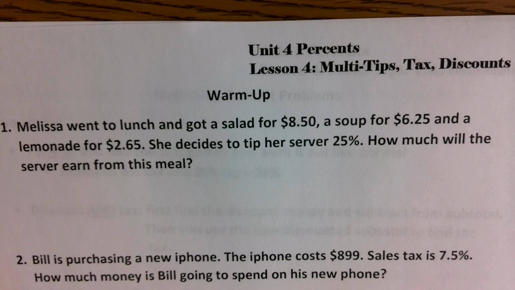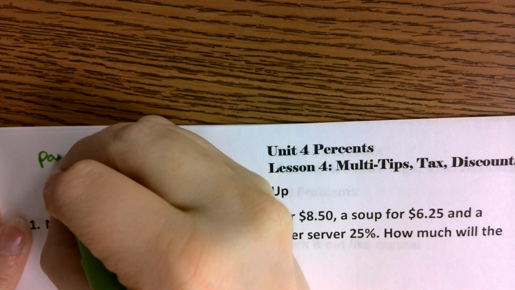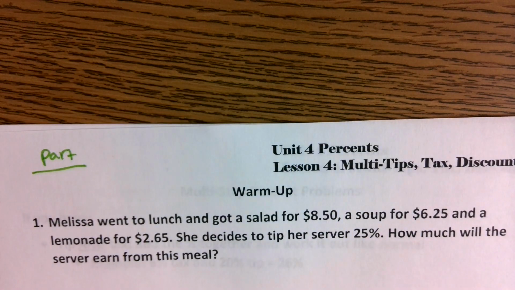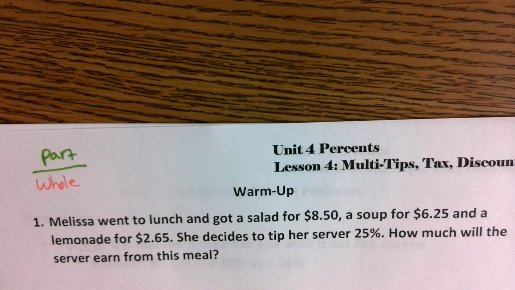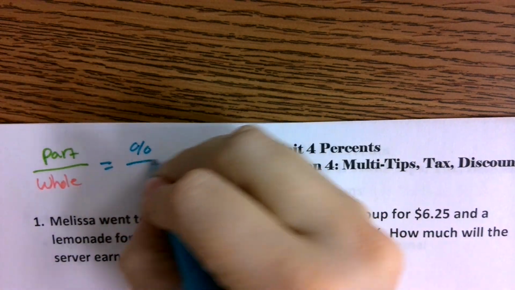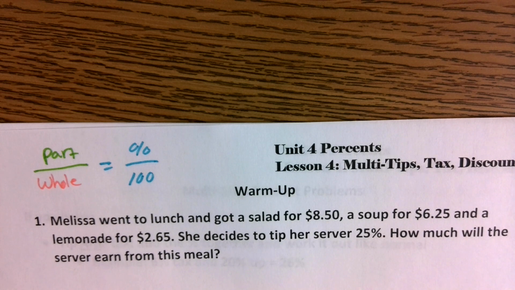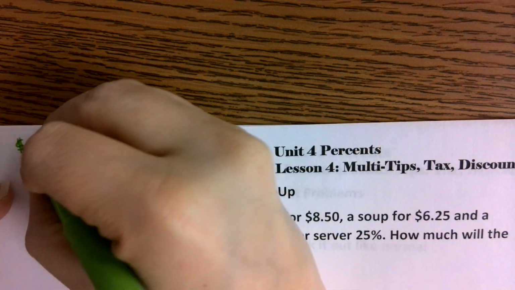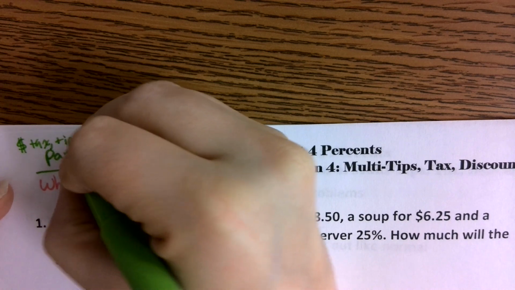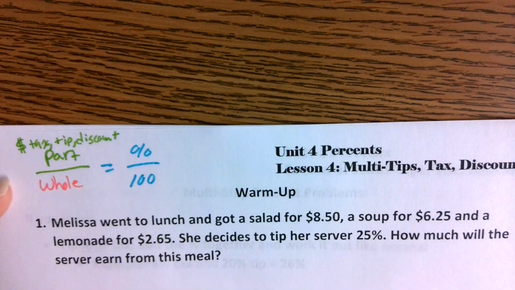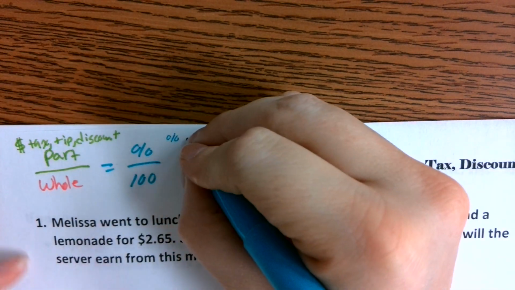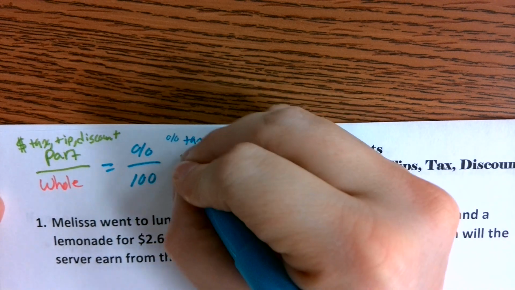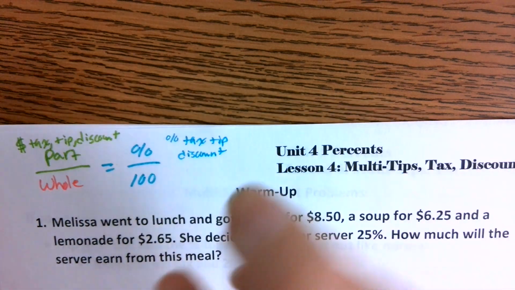So the first thing that we need to do is figure out the whole. Remember, we always set these problems up as part over whole equals the percent over 100. And the part in these kinds of problems represents the money version of your tax or your tip or your discount or your commission or your markup. Whereas your percent represents the percent version of your tax, your tip, your discounts, your markups, your commissions, and so on and so forth.